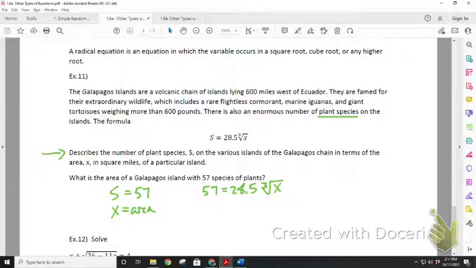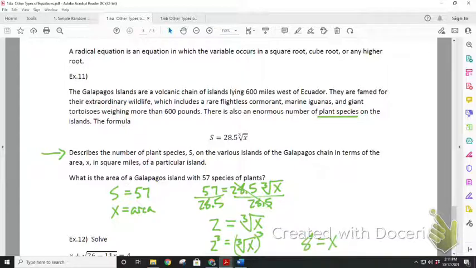I would divide both sides by 28.5. And this one is a nice SAT problem because we get a nice round number of 2. So then to get rid of that cube root, you cube both sides. Which gives us 8. So I would say 8 square miles, or you could be fancy and write miles squared.